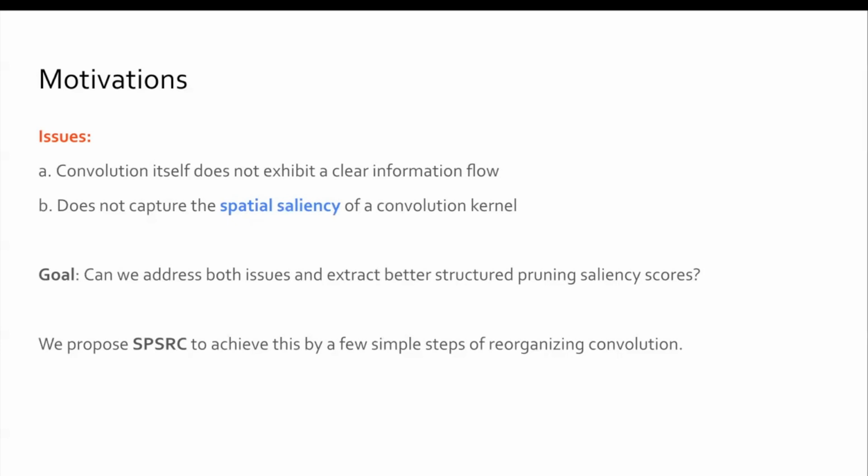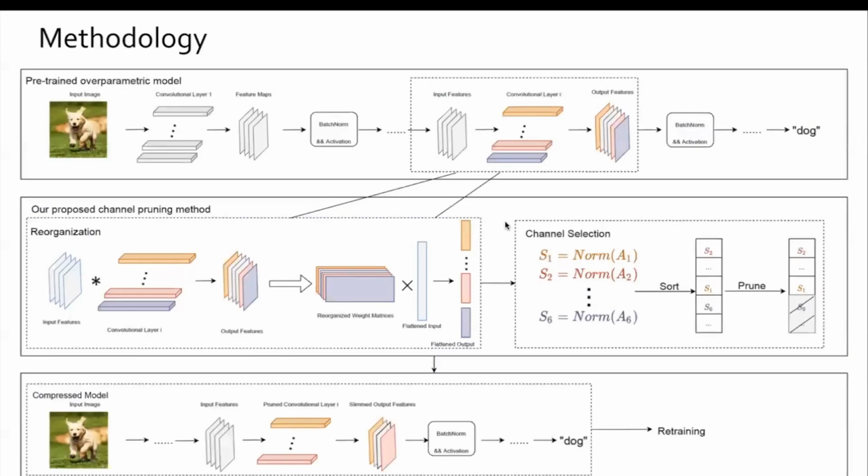Therefore, in this paper, we hope to propose a methodology that can simultaneously address both of these issues and extract better structural pruning saliency scores by making better use of the pre-trained weights and convolution kernels. We propose a framework called SPSRC to achieve this with a few simple steps of reorganizing the convolution. Here is the schematic of our methodology.